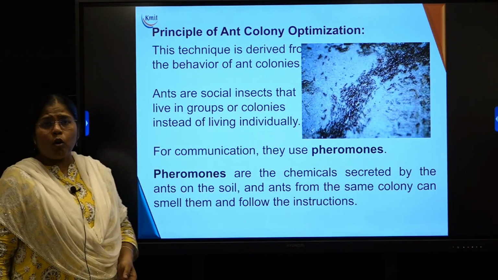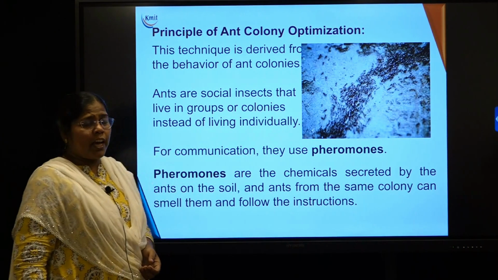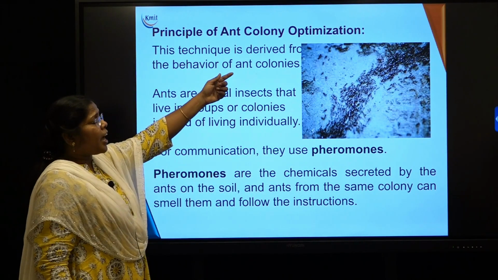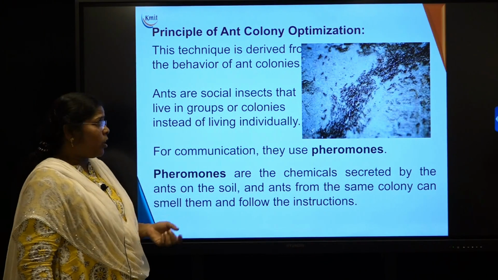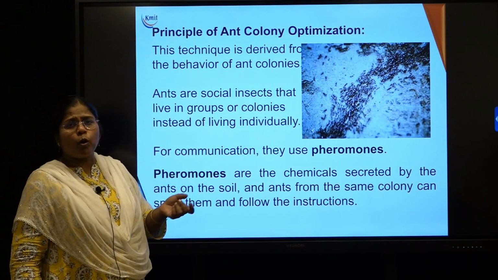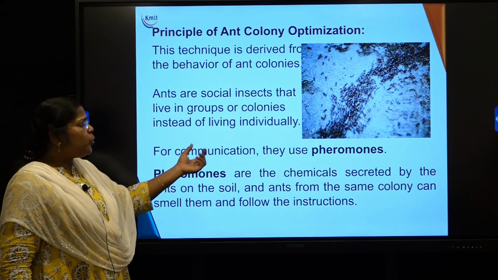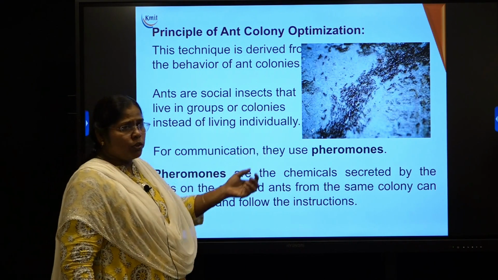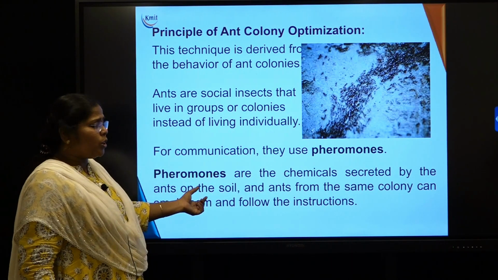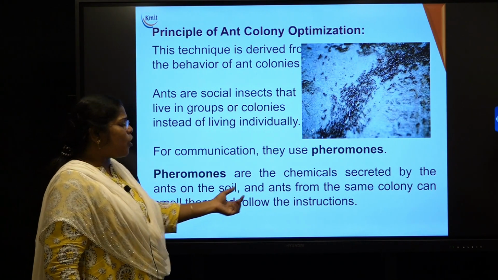Coming to the principle of ant colony optimization, we see the behavior of the ant. Ants always create colonies, so the technique is derived from the behavior of ant colonies. Ants are social insects that live in groups or colonies instead of living individually. For communication, they use pheromones. Pheromones are chemicals secreted by the ants on the soil, and the ants from the same colony can smell them and follow the instructions.